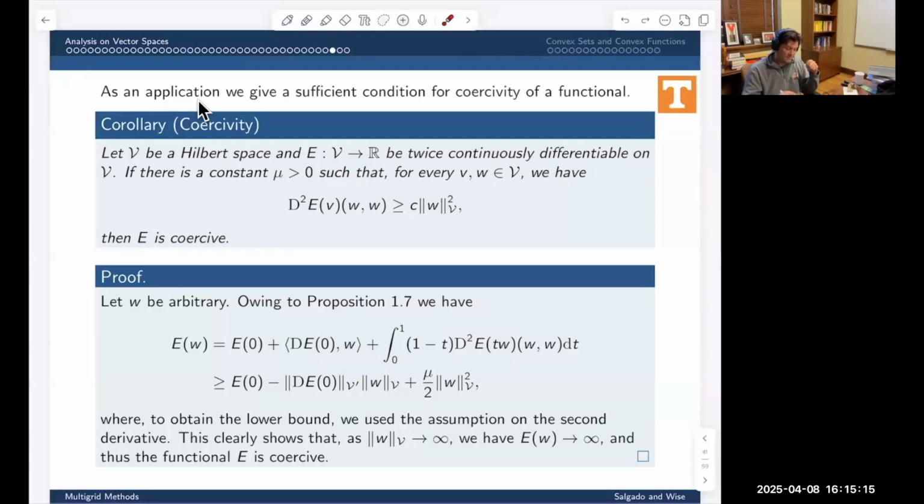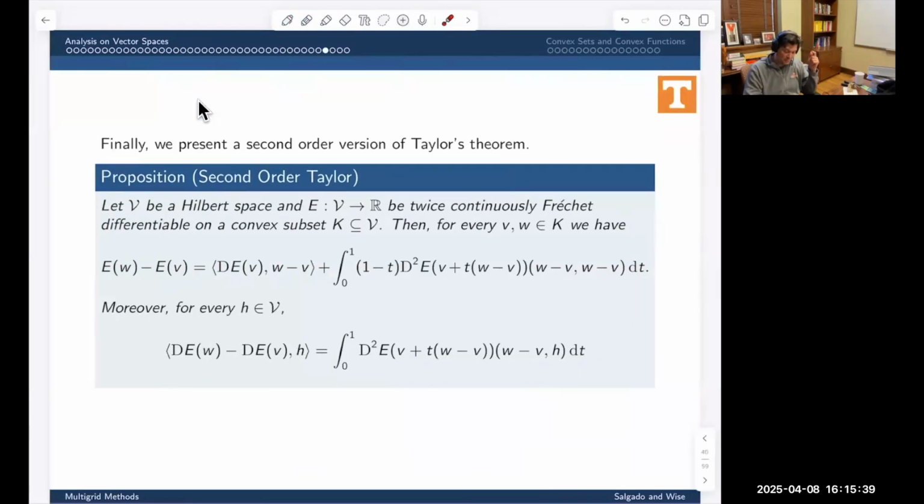Owing to the previous proposition, I shouldn't have this reference in here. Usually we drop the references in the slides. So because of the previous proposition, we can use Taylor's theorem with the integral remainder at second order. We're going to use the following 2 points. Remember, there are 2 points allowed here, W and V. We're just going to set V to be equal to the 0 point from the space.